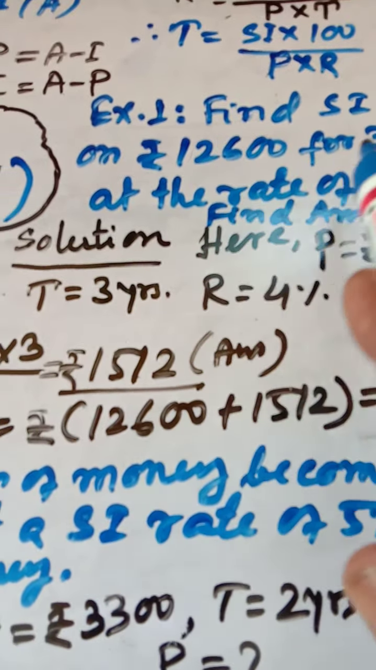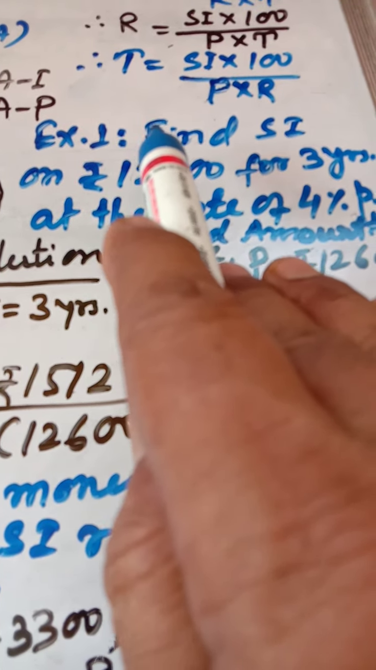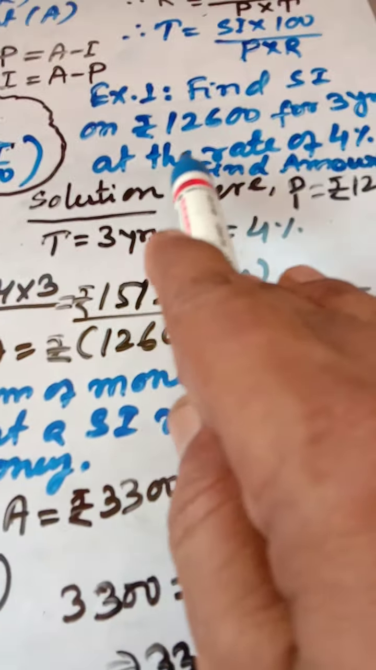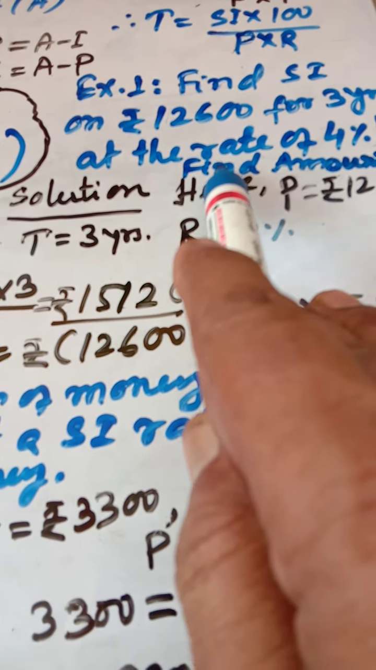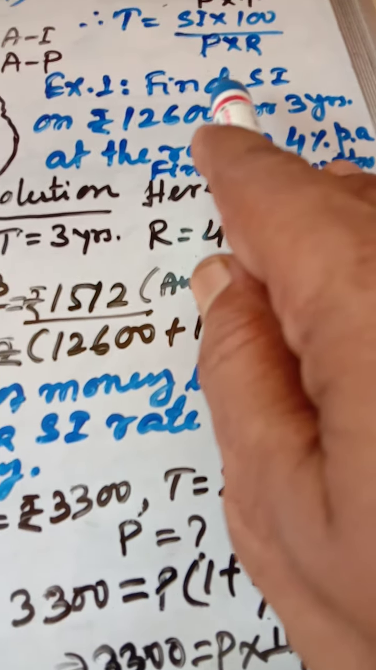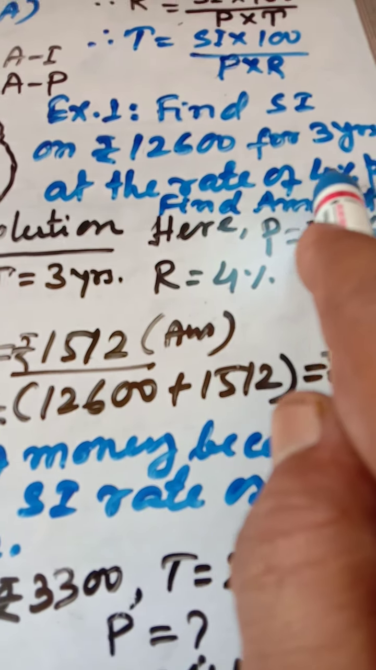See, it's a very simple sum of class 7 standard, and I took a simple example only to make you understand. Find SI for rupees 12,600 for 3 years at the rate of 4% per annum, and also find the amount. Amount also you have to find out. So here what is given to you? This is P, this is T, this is R.